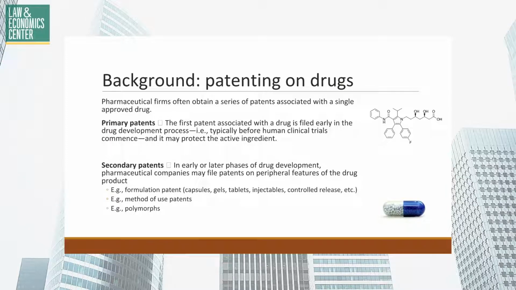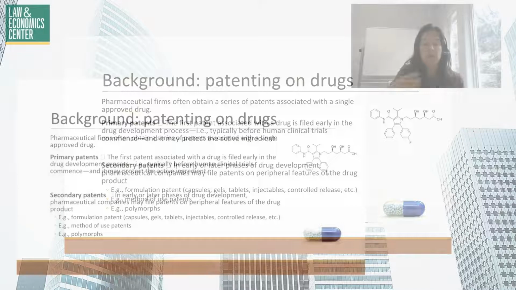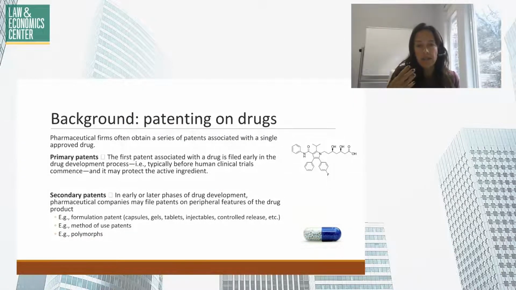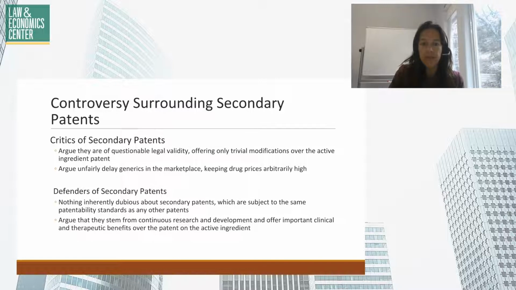Now, pharmaceutical companies typically obtain a series of patents associated with a single approved drug. Often, but not always, the first patent they obtain will be a patent on the active ingredient that forms the basis of the drug. Later, in the phases of drug development, they may file patents on peripheral features of the drug product. These could be a formulation patent, which covers an active or non-active ingredient or the mode of administration, such as controlled release. It could be a method of use patent, or it may be something called a polymorph. If the active ingredient exists in a solid state with a crystalline structure, it may have different crystalline states, which are referred to as polymorphs. These are important because the polymorph affects the ease of manufacture as well as the biologic activity of the drug.